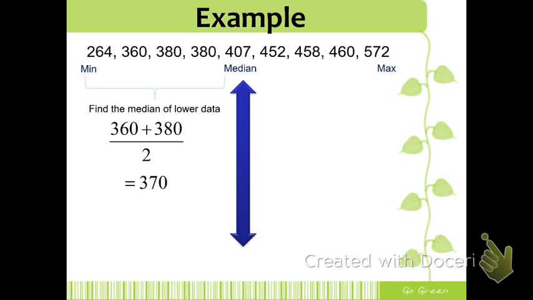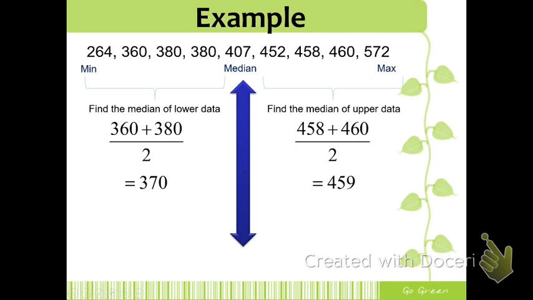The same thing's going to happen with the upper quartile. There's 4 numbers above 407 on our list, which means there's 2 numbers in the middle, the 458 and the 460, so I'll find the average or the mean of those, and then the upper quartile is 459. So now I have my 5-number summary: my minimum, my maximum, my median, first quartile, and third quartile. Those are the 5 numbers that go into my graph.